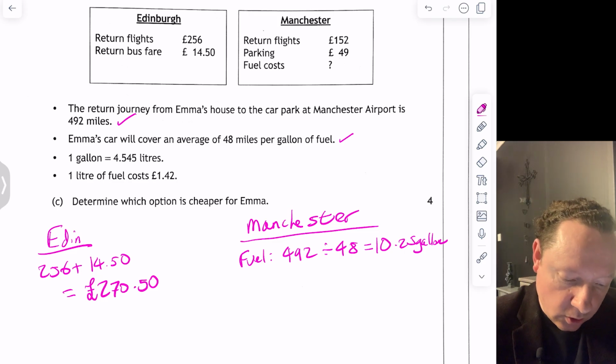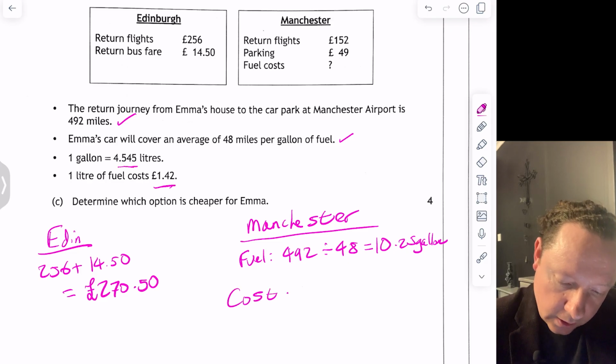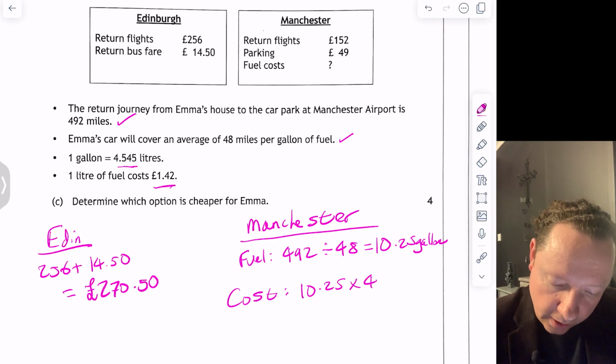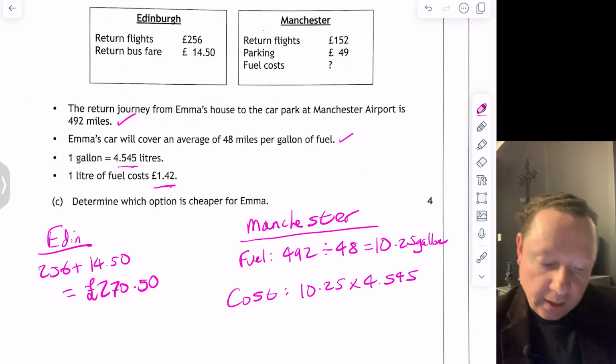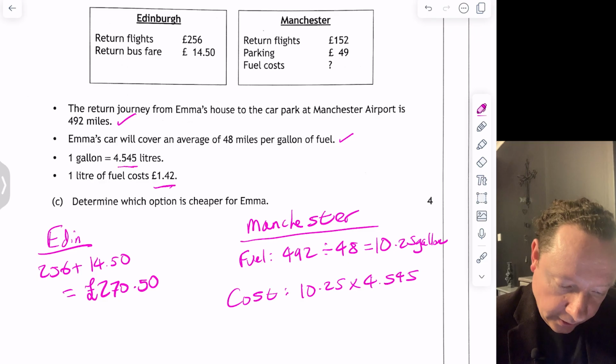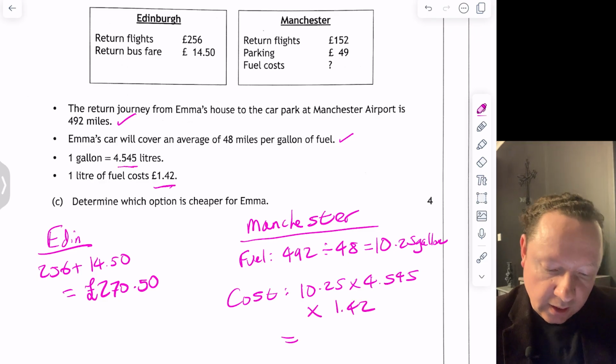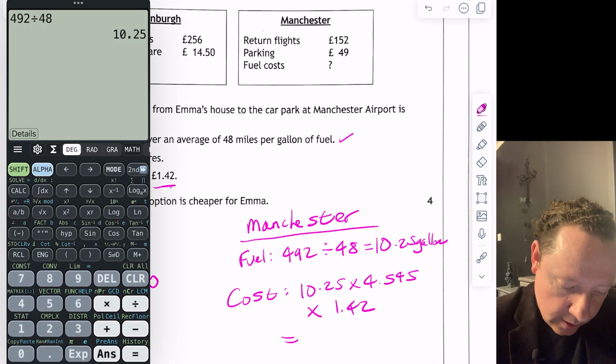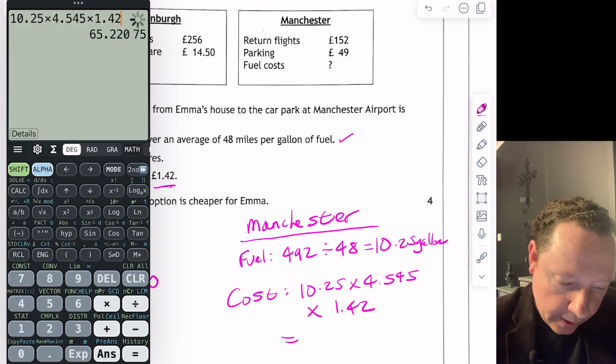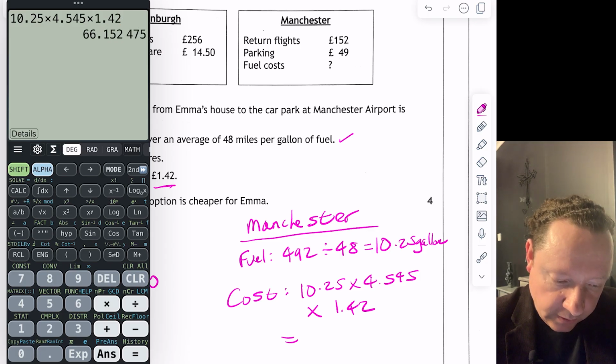So now I'm going to work out how much that costs. It says a litre costs this, and 1 gallon is 4.545 litres. So to work out the cost, I've got 10.25 gallons. I need to times that by 4.545 because that's in litres. That'll tell me how many litres. But then I need to times the litres by £1.42. So you can do it in one go or change it to litres, then times by the price. 10.25 times 4.545 times £1.42 is 66.15.